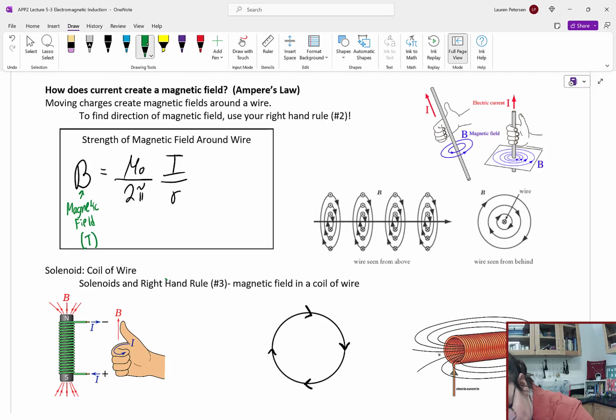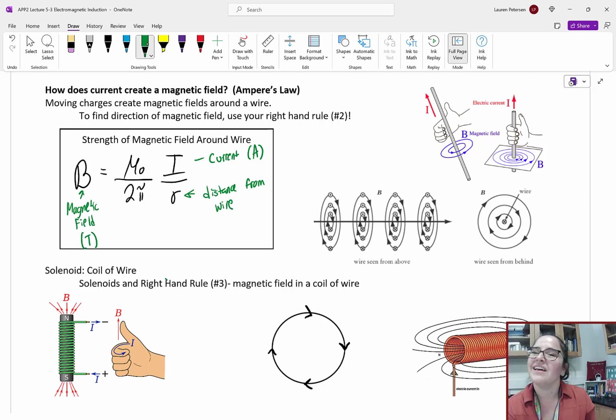Normally in units of Teslas, okay? I is going to be the current in amps. R is the distance from the wire where you're measuring the field. Okay. And yes, it's R for distance. You can think of it as the radius from the wire. And like I said, that mu naught is the vacuum permeability.